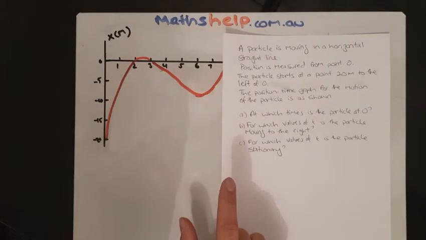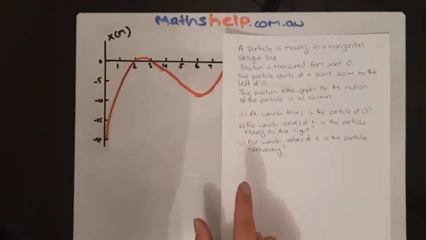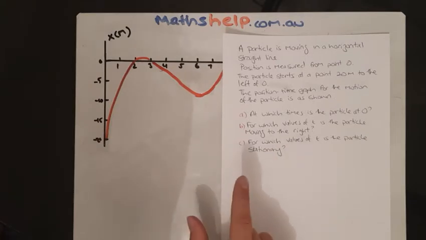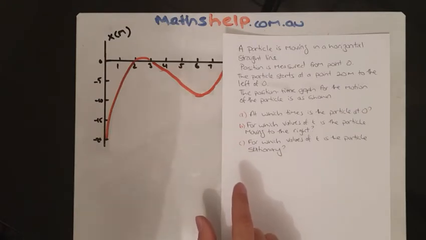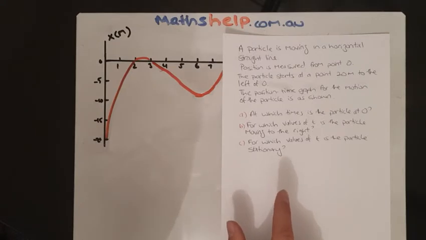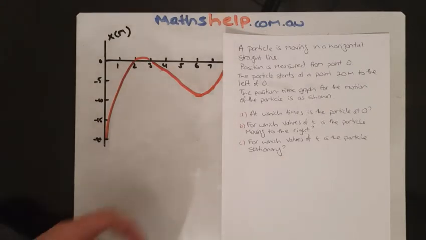A particle is moving in a horizontal straight line. Position is measured from point O. The particle starts at a point 20 meters to the left of O. The position time graph for the motion of the particle is as shown. At which times is the particle at O?